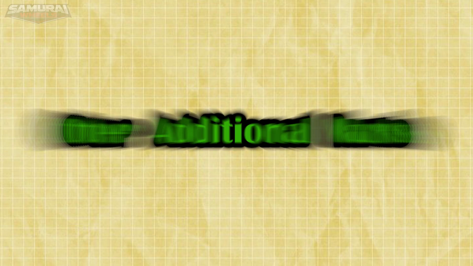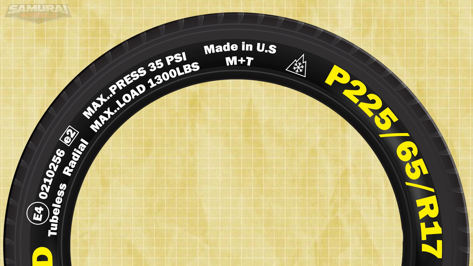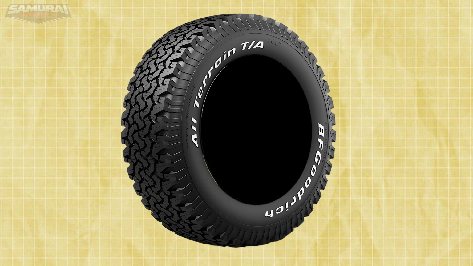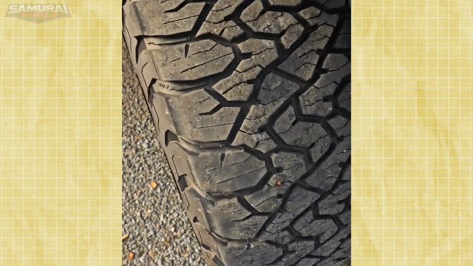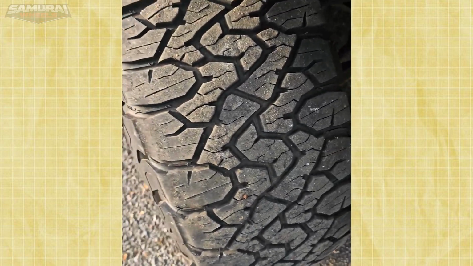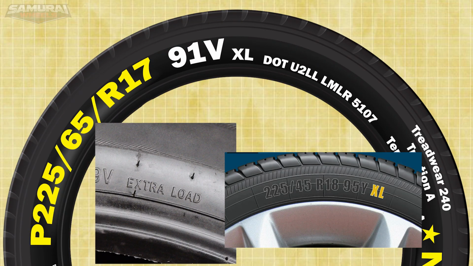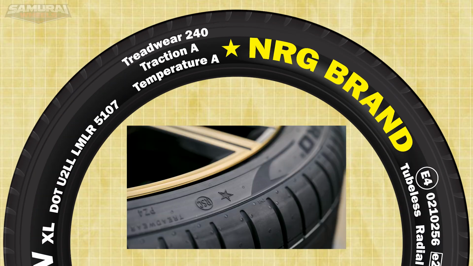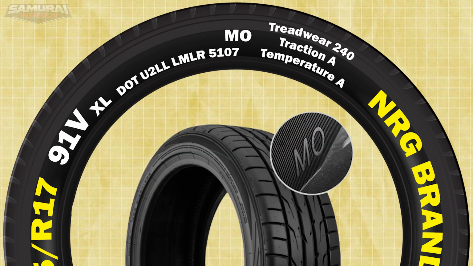Other additional marks. Made in: country of production. All-terrain: designed to provide balanced performance on both paved roads and off-road surfaces like dirt, gravel, mud, and light snow. XL, Extra Load: a tire that allows a higher inflation pressure than a standard load tire, which increases the tire's maximum load. Star: original tires for BMW. MO: original tires for Mercedes-Benz.